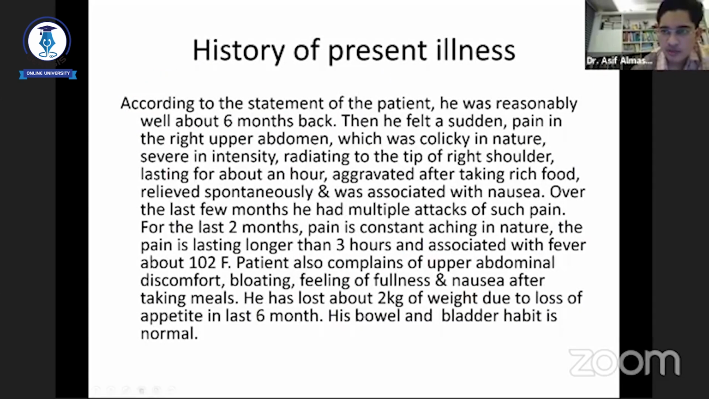So let me see if I can remove this. Okay. So, history of present illness. Now I have written quite a broad history of present illness. You can shorten it according to the history of the patient.